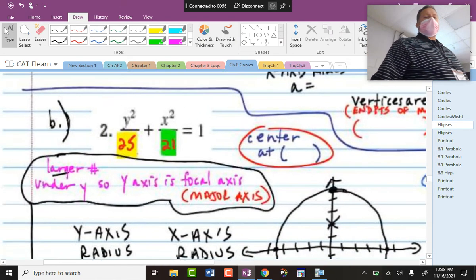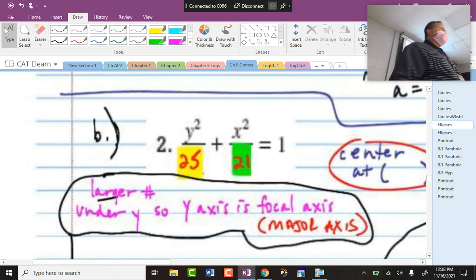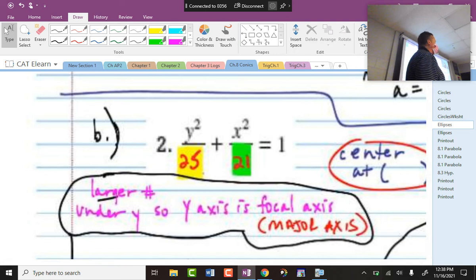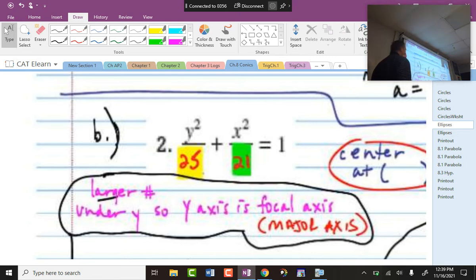Okay, then I'm going to go to this first one. Y squared over 25, that's easy, plus x squared over 21. Bummer. Equals 1.